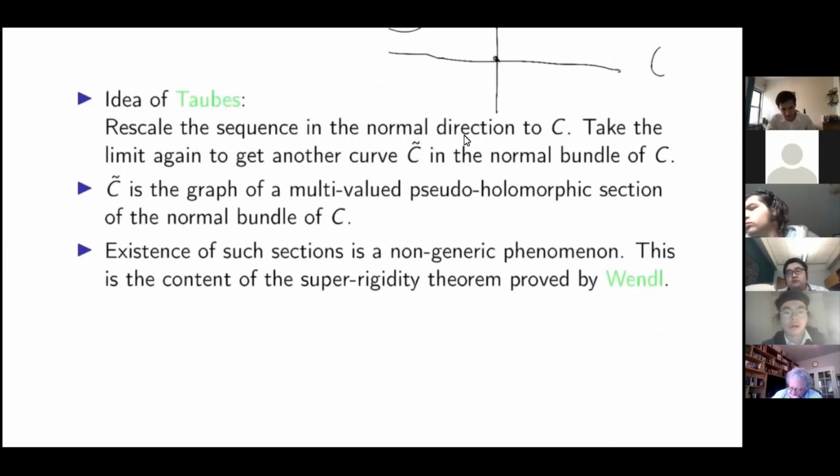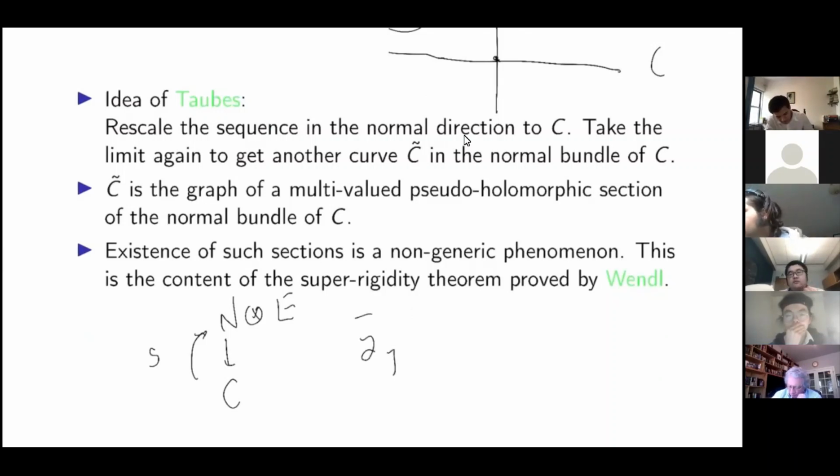Now, the pseudo-holomorphic section can be understood as follows: over C, I have the normal bundle, and I can twist this normal bundle by some flat vector bundle, so by a local system. And this multi-valued pseudo-holomorphic section can be understood as a section of this normal bundle twisted by a local system, which satisfies some Cauchy-Riemann type equation.